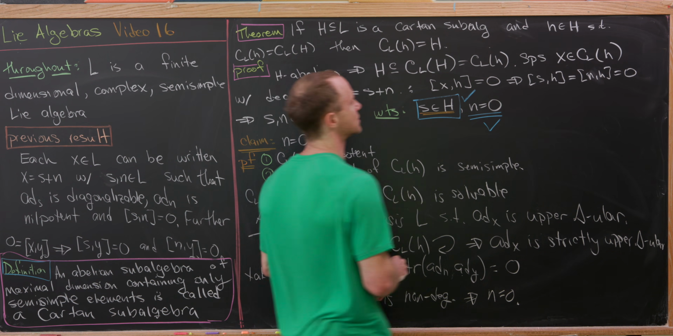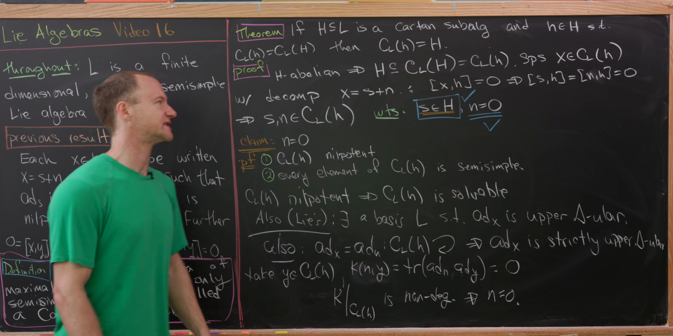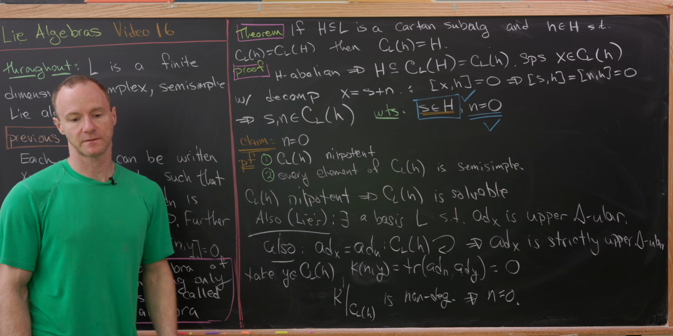Okay, but that means that we've sorted it. This n was equal to 0, meaning that x is equal to s, but then we showed s was in h, so that means x is inside of h, completing this proof. And that's a good place.